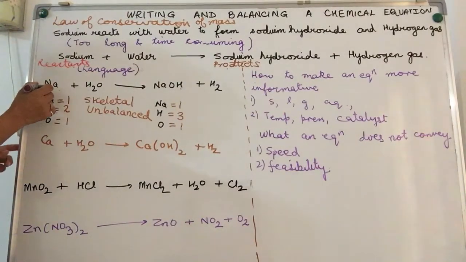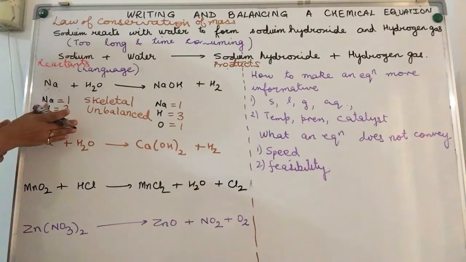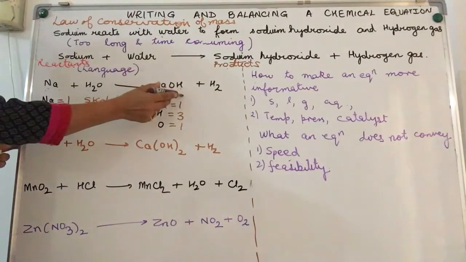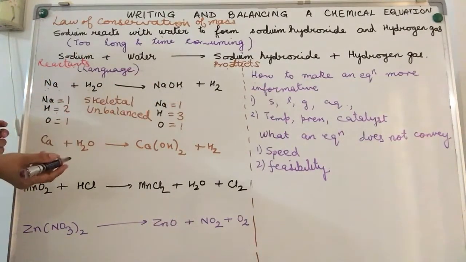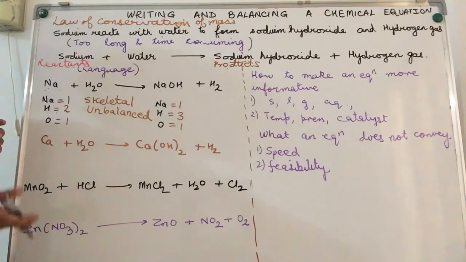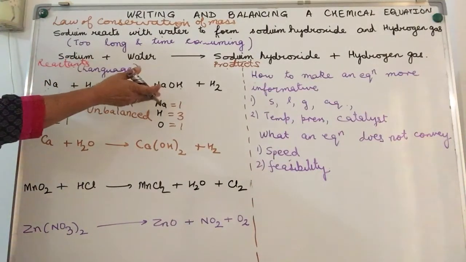Sodium is an atom over here. It is existing as an element over here. But when it forms sodium hydroxide, it is forming a compound. So it has changed its form from an element to a compound.